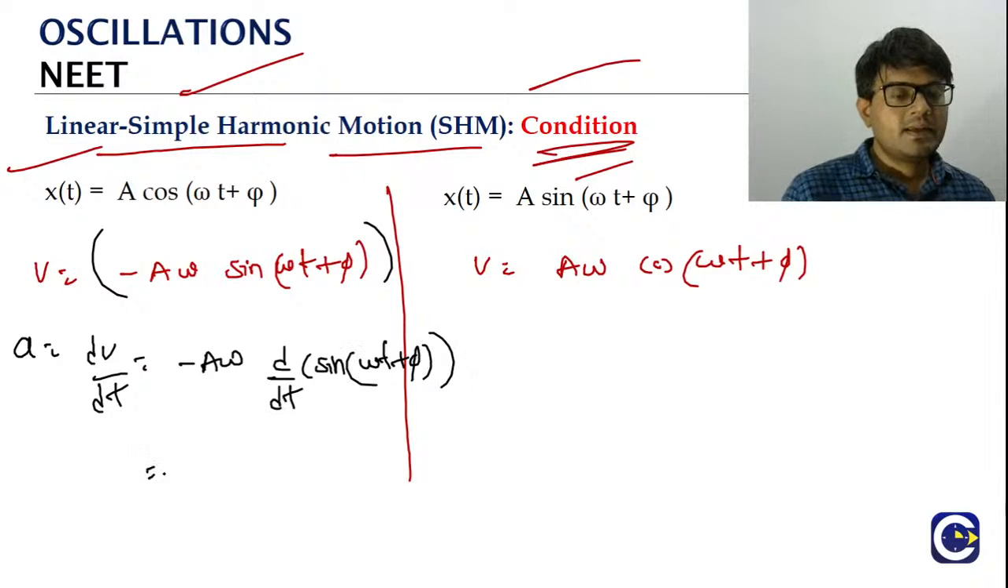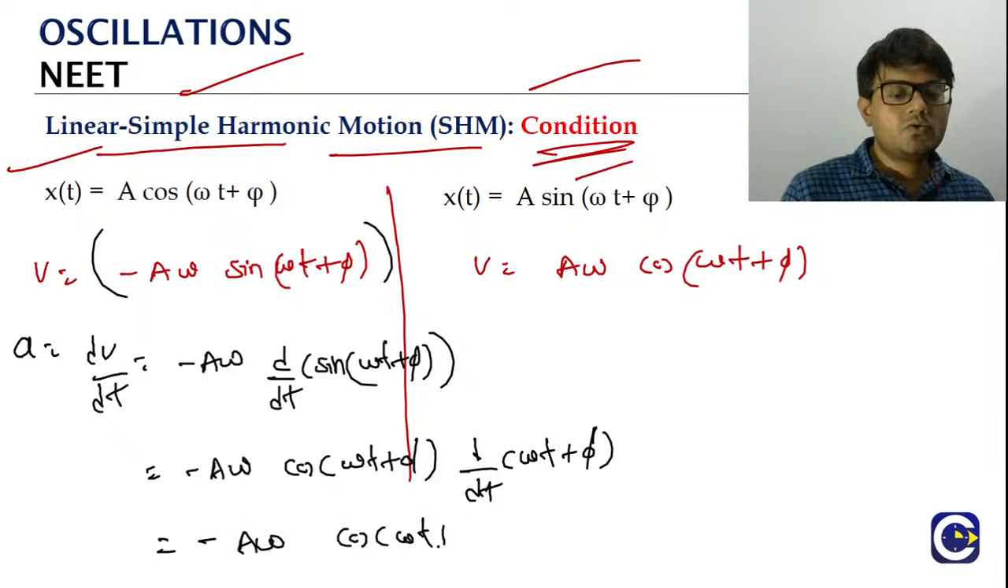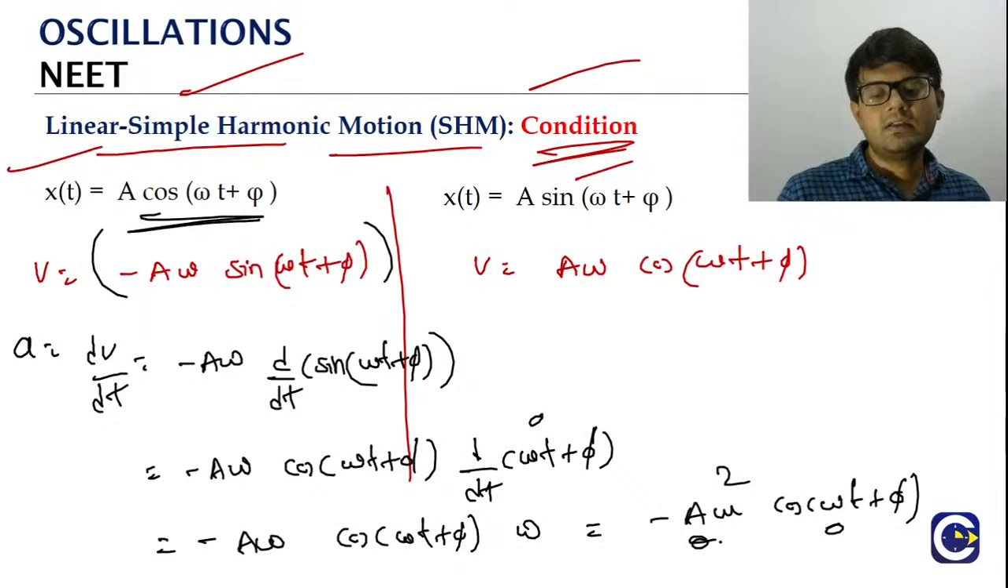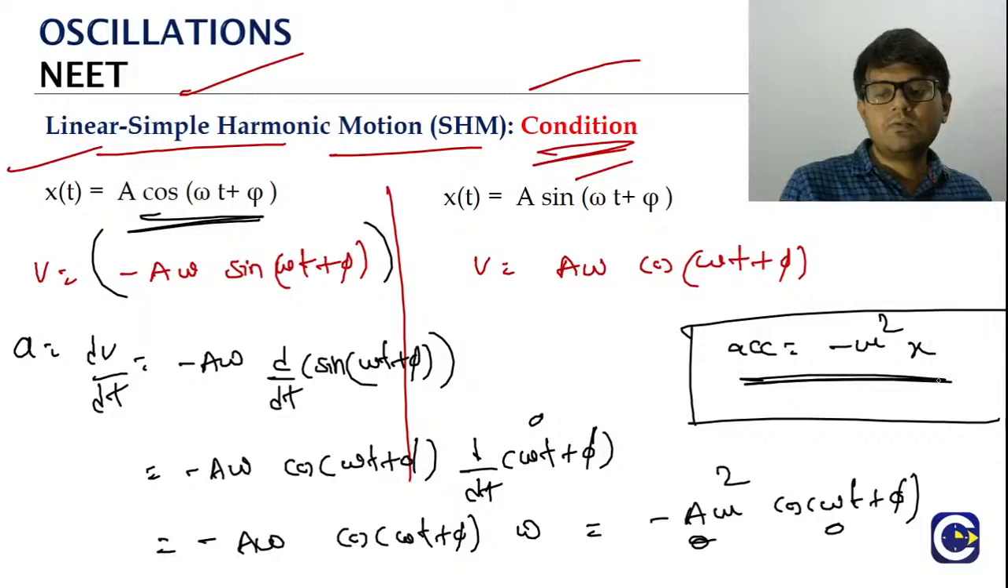அதுதானா? So இங்க பாருங்க, minus a omega, derivative of sin is what? Cos தானா? அதுக்கப்புறம் derivative of this omega t plus phi இருக்கும். இங்க பாருங்க, minus a omega cos omega t plus phi. இது என்னது? That is another omega. So பாருங்க, minus a omega square into cos omega t plus phi வருது. இப்போ நீங்க அப்சர்வ் பண்ணா, what is this a cos omega t plus phi? x தானா? So what is this? The acceleration is equal to what? Minus omega square into x மாதிரி வரும்.